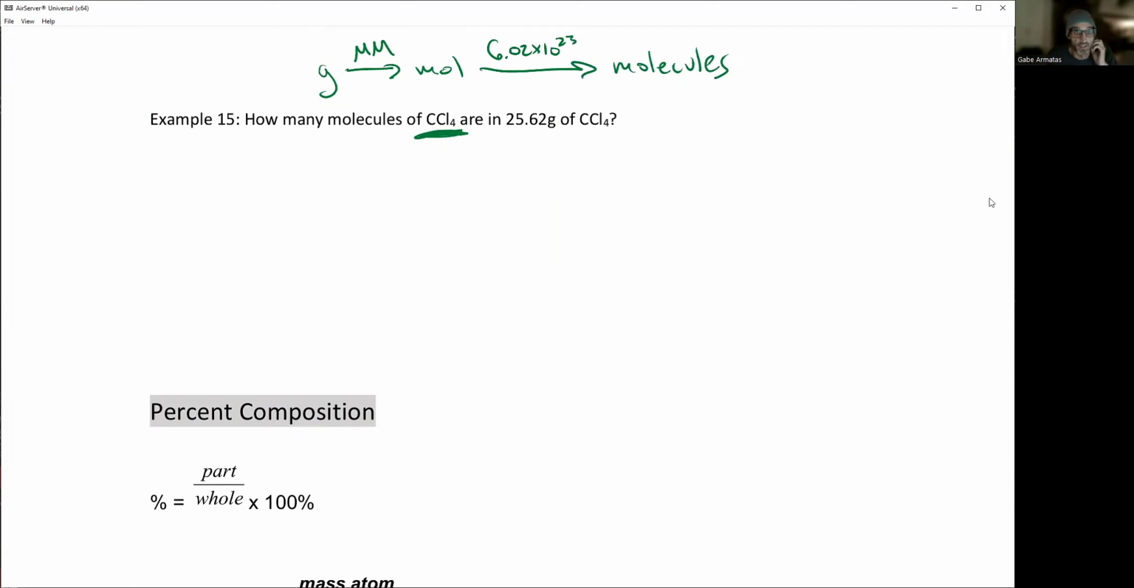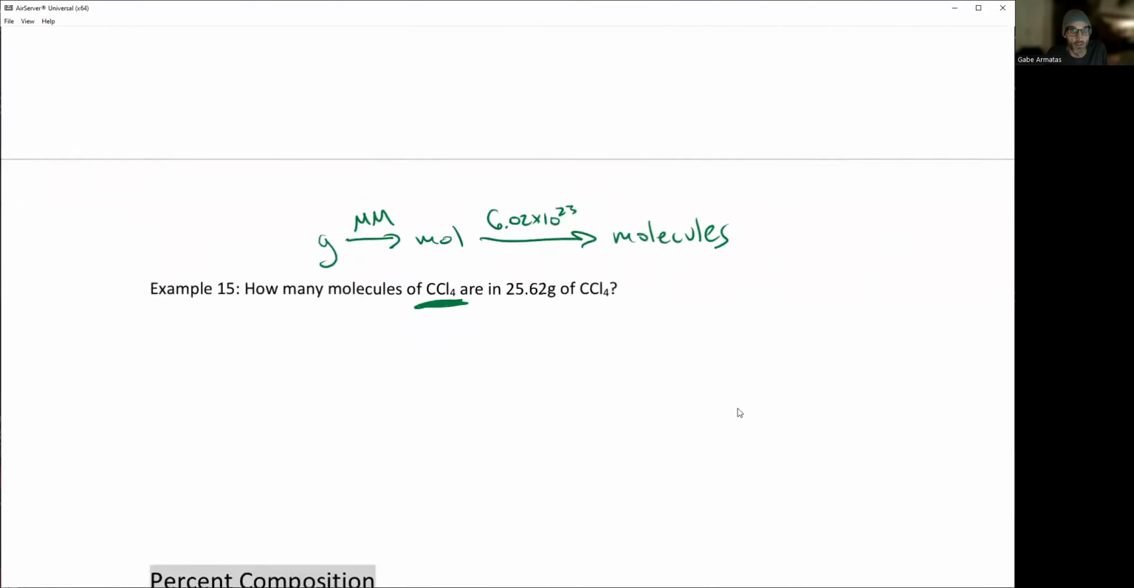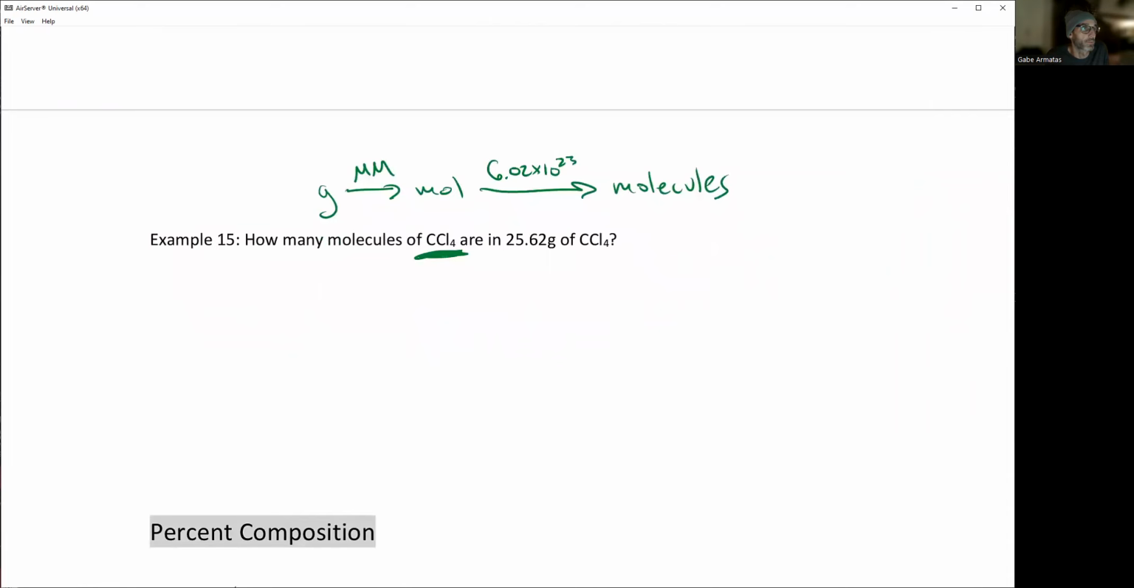And I think that's a good place to stop. So we'll talk about percent composition and start talking about more of this stuff. But we're going to do a bunch of examples of this in class. All right. Good talk.